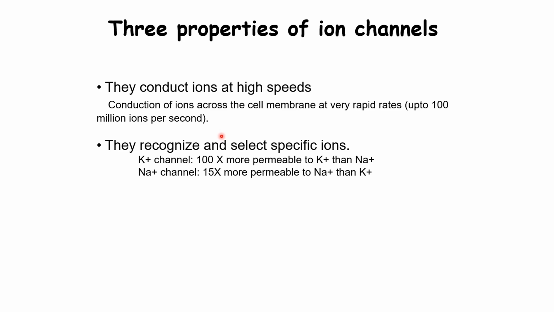The second property is that the ion channels are quite specific to specific ions. For example, the potassium channel allows almost 100 times more potassium ions to pass through than sodium. So it is not 100% specific, but these are pretty specific. And similarly, sodium channels allow 15 times more sodium ions than potassium ions to pass through. We will later look at how these specificities are achieved.